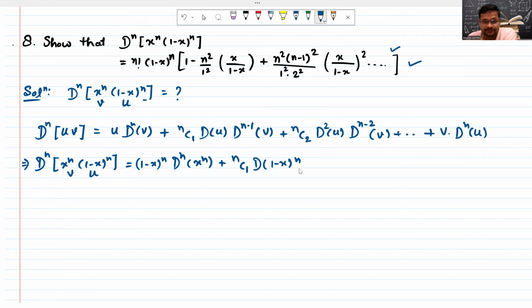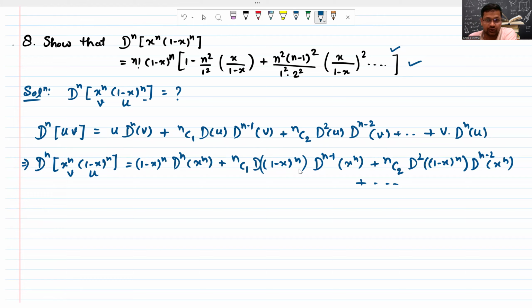And then the n minus 1th order derivative of x power n, and this is nC2, and this is second order derivative of 1 minus x power n, and you can just have the n minus second order derivative of x power n, and so on. Okay, and so on, we will do like that.